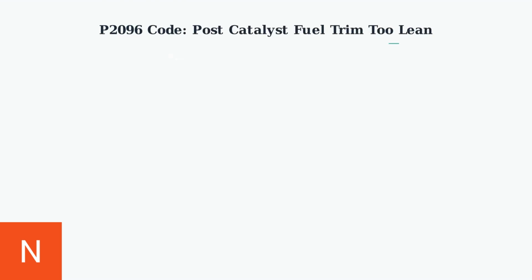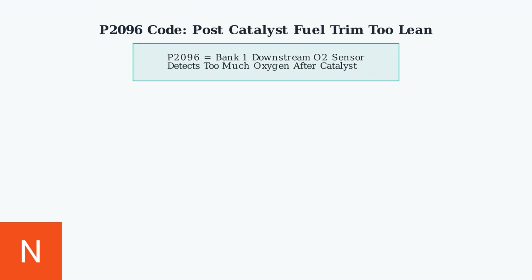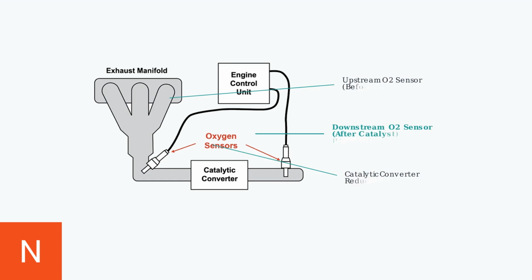The P2096 diagnostic trouble code indicates a post-catalyst fuel trim too lean condition in bank 1 of your vehicle's engine. This means the downstream oxygen sensor, located after the catalytic converter, is detecting an excessive amount of oxygen relative to fuel. The downstream oxygen sensor is positioned after the catalytic converter in the exhaust system.